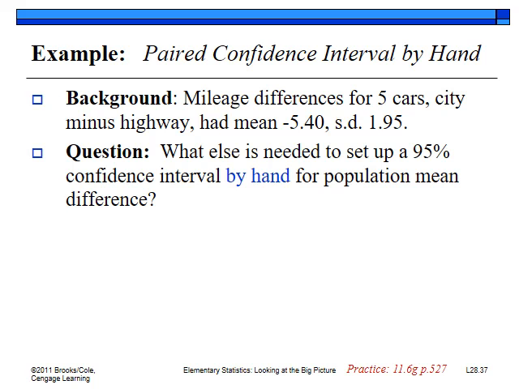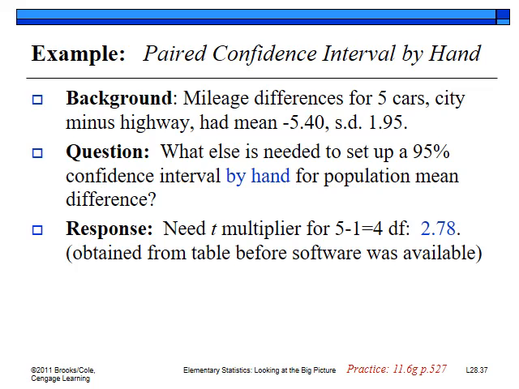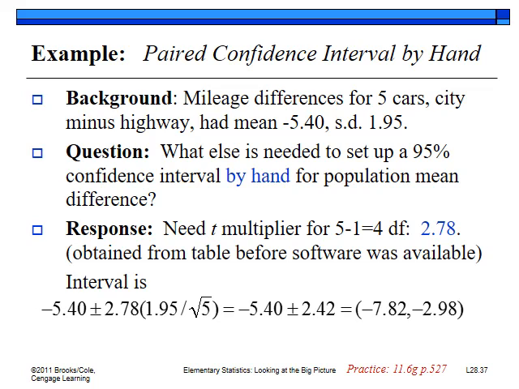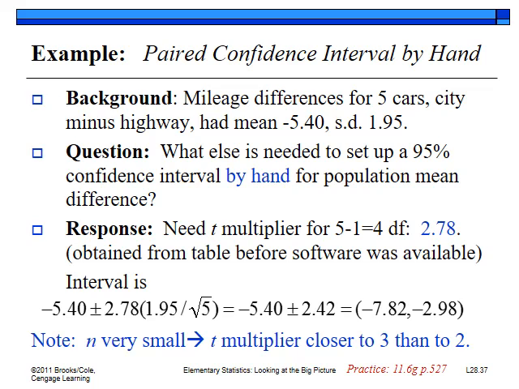If we were doing this by hand, what do we need for the 95% confidence interval? Well, we know the mean, we know the standard deviation in the sample, and we know the sample size, so all we need is the multiplier. The sample size was 5, so there are 4 degrees of freedom. We'll use our chart to get the appropriate multiplier, and it's 2.78. So our interval is negative 5.4 plus or minus 2.78 times the standard error, which gives us an interval from negative 7.82 to negative 2.98. Here, because n was small, that tells us the multiplier for 95% confidence is going to be closer to 3 than it is to 2.